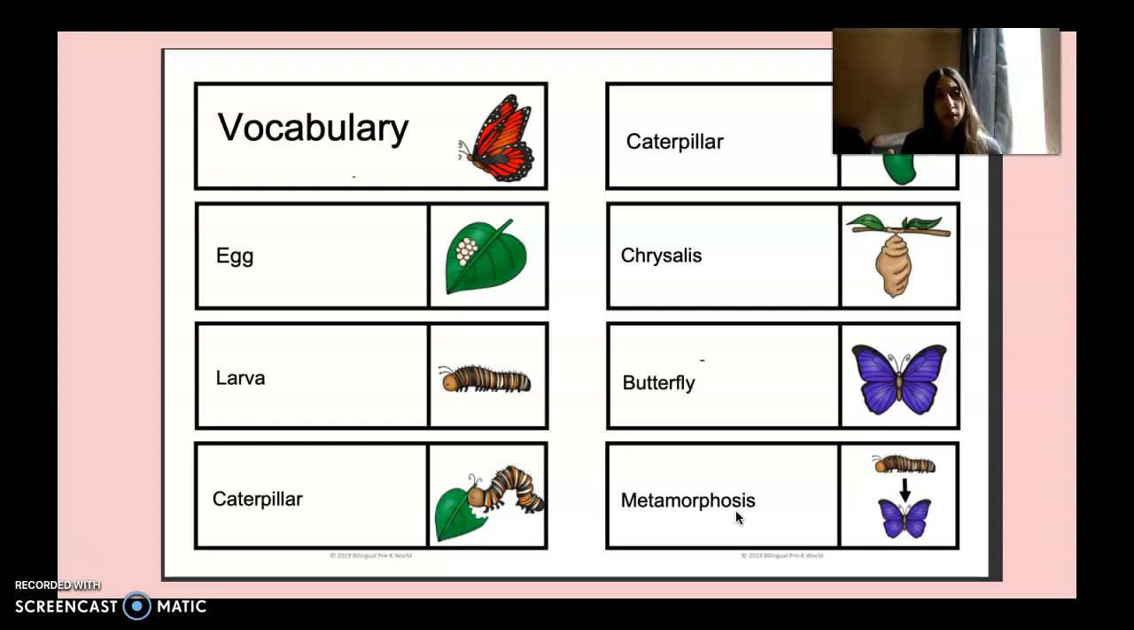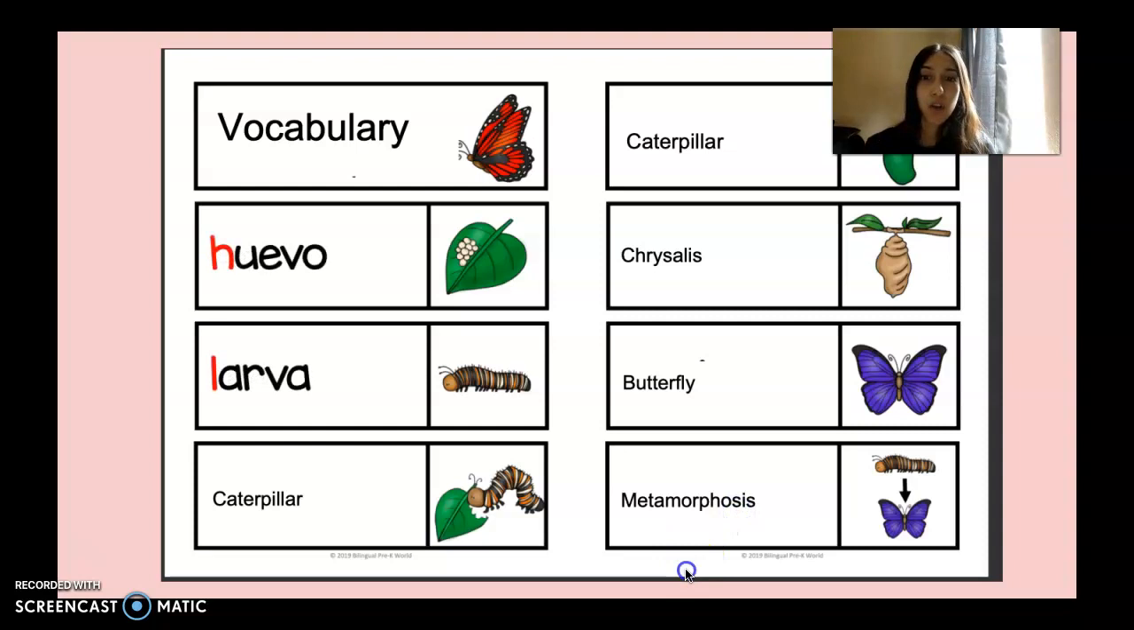So it goes from having no wings to having wings, having a little proboscis. Proboscis is the little nose they have. It's what they use to help them get nectar. It's kind of like an elephant's nose. They have a funny little twirl nose called a proboscis.